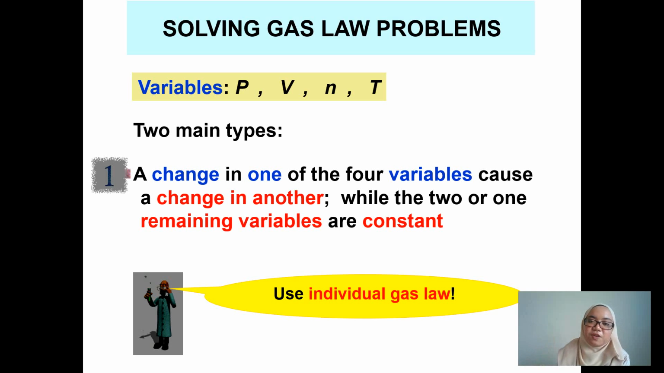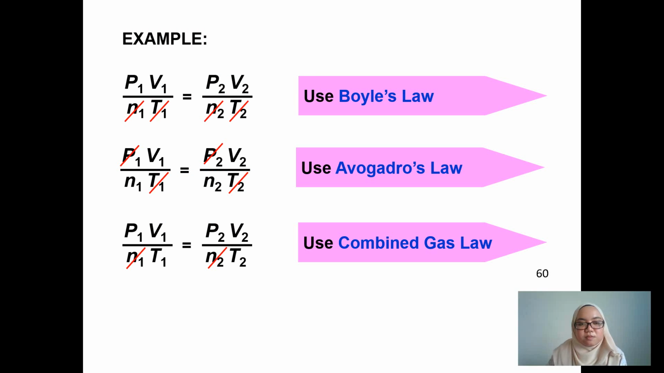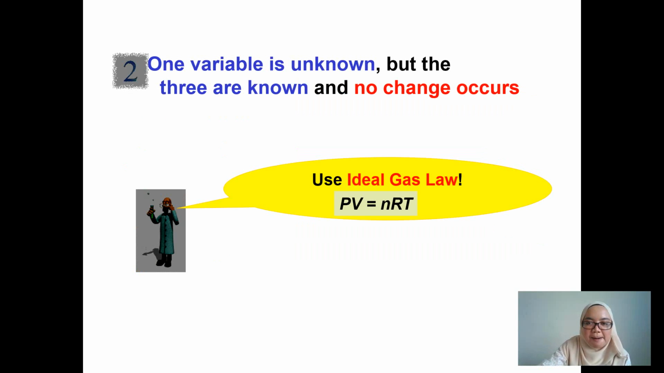Okay, solving gas law problems. So we have four variables: pressure, volume, amount of gas, and temperature. There are two main types, okay? A change in one of the four variables causes a change in another, while the remaining variables are constant. So use the individual gas laws. The other type: one variable is unknown, but three are known and no change occurs. So use the ideal gas law.